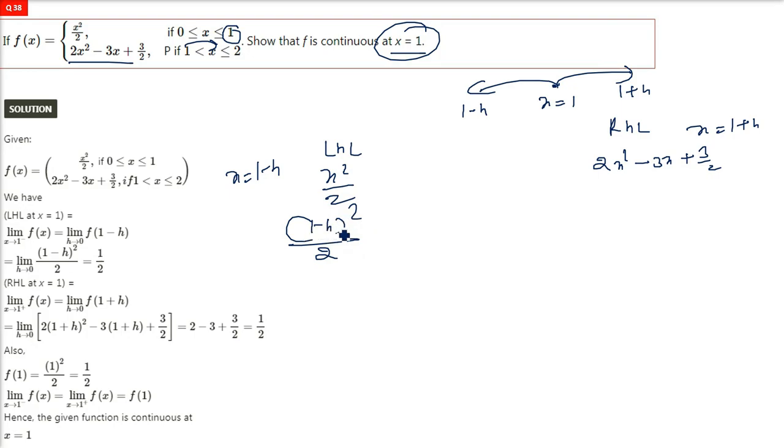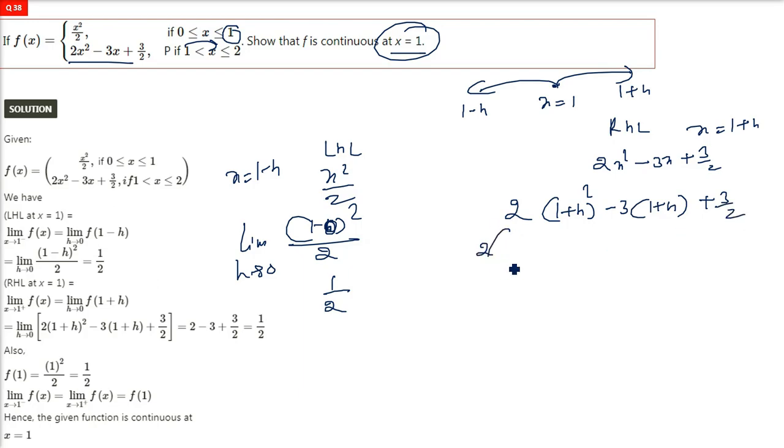If you don't want to open it, you can place 0 for h here, because when you open it using (a − b)², wherever h comes it will be 0 anyway. So 1 by 2 will come. I have placed h as 0 here. Here again 2(1 + h)² − 3(1 + h) + 3/2. Now you can place h as 0, similarly the same way we did just now.